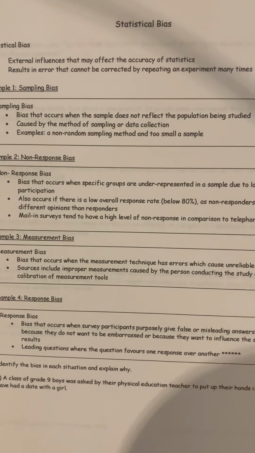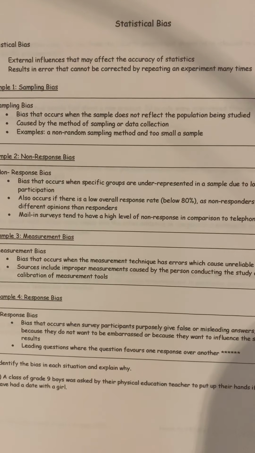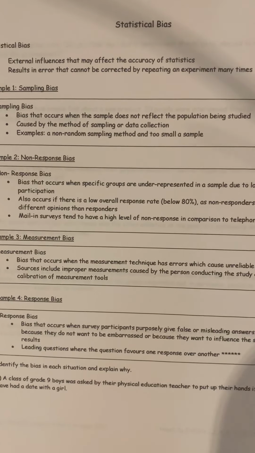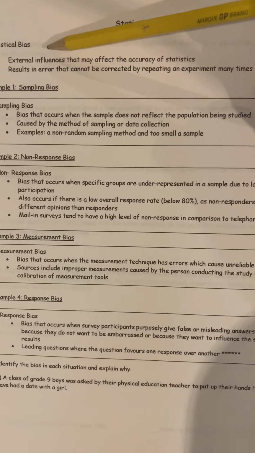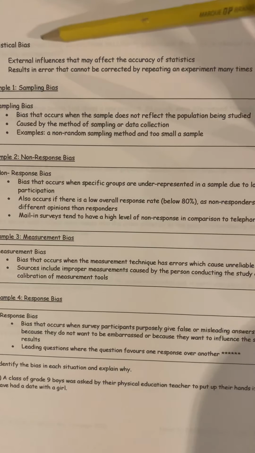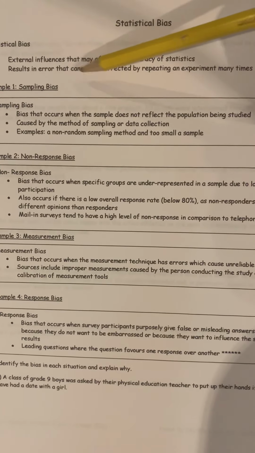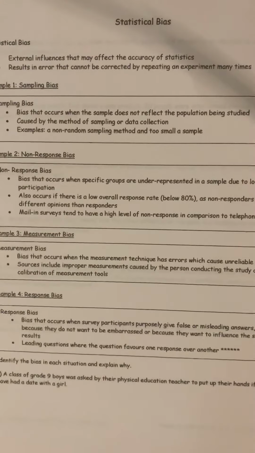Sometimes it is external influences, but sometimes it's just the method that you use. Statistical biases are external influences that may affect the accuracy of the stats, or result in error that cannot be corrected by repeating the experiment many times.